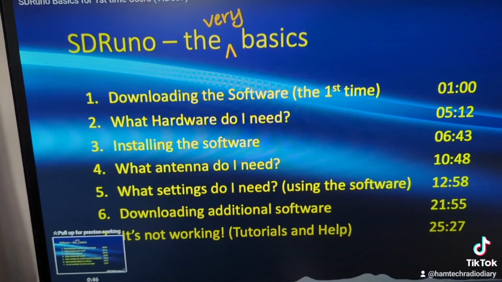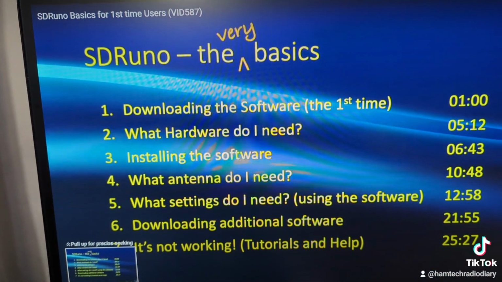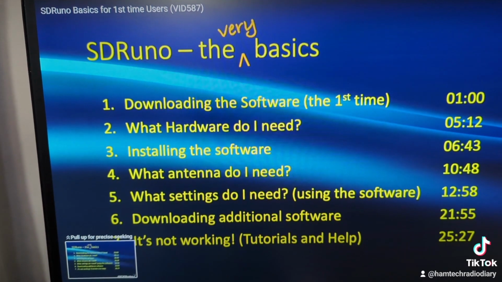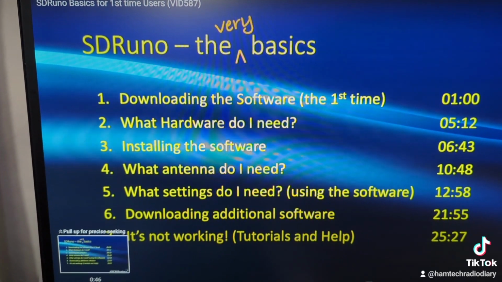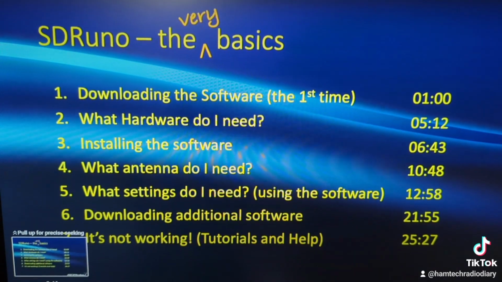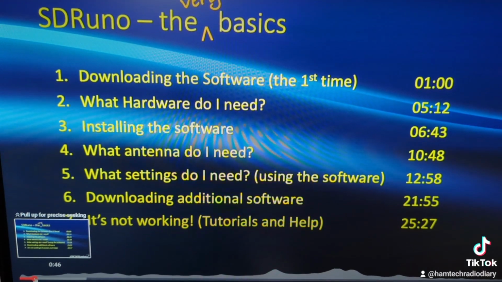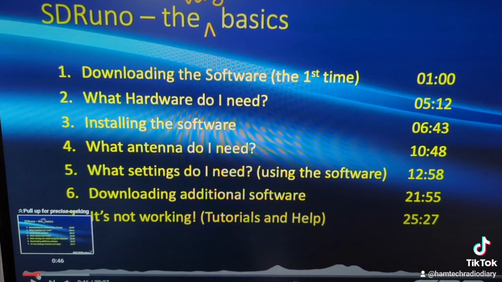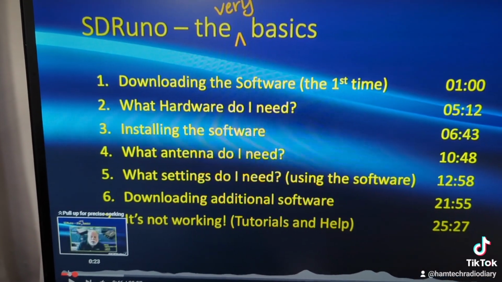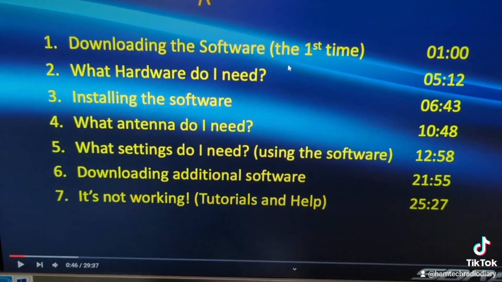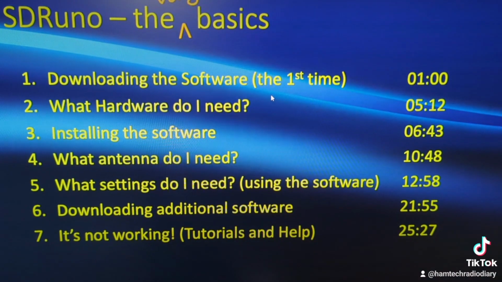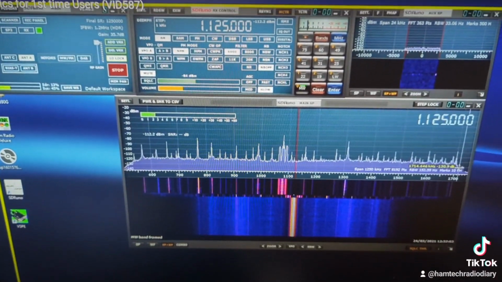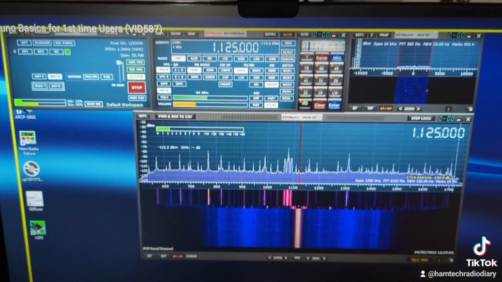These are the steps we're going to follow: downloading the software, what hardware do I need, installing the software, what antenna do I need, I'll be using my HF antenna and VHF collinear on the roof, what settings do I need using the software, downloading the additional software, and the last one says it's not working, tutorial and help. And they do provide full backup for their products. When it's up and running, we're going to have this amazing software.